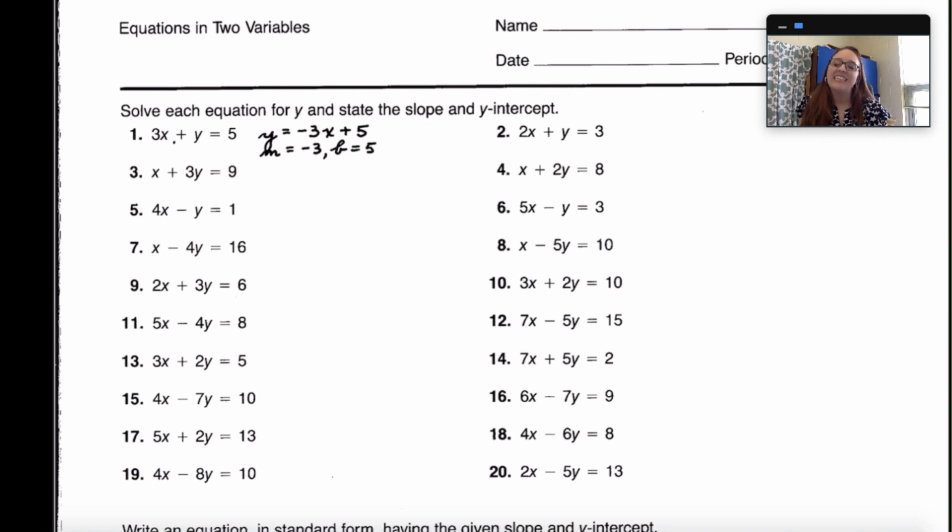Hi guys, in today's lesson we're going to practice converting between different forms of linear equations. So let's jump right into this. So this very top section, the directions say to solve each equation for y and state the slope and y-intercept. So you don't necessarily have to put it in slope-intercept form, but that's what we're going to do. So the first one, they've already got the solution there for you.